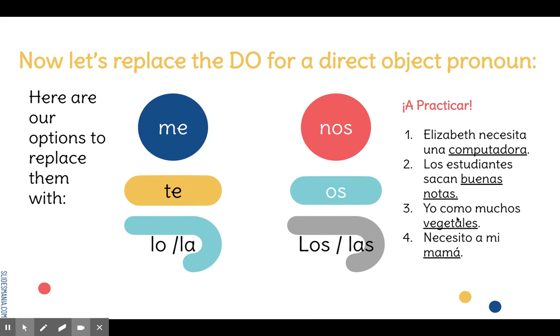Number 3, yo como muchos vegetales. What do I eat? Lots of vegetables. Vegetables is my DO, and in Spanish, vegetales is masculine, and it's plural.